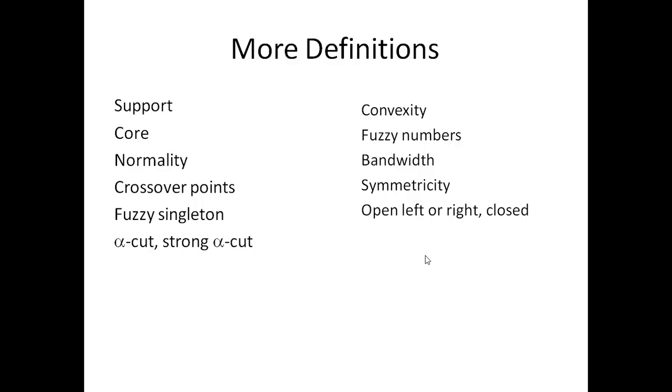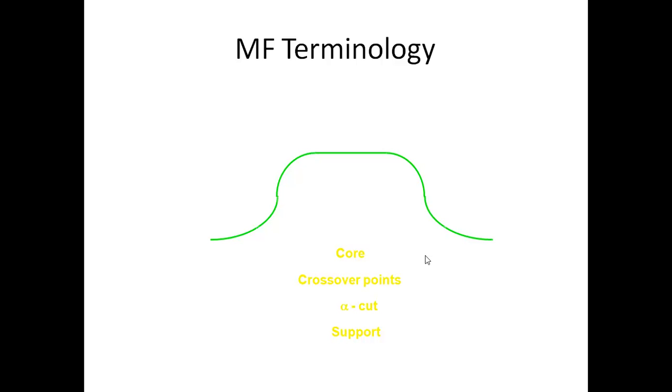So more definitions we study in fuzzy sets: support, core, normality, crossover points, fuzzy singleton, alpha cut, strong alpha cut, convexity, fuzzy numbers, bandwidth, symmetricity, open left or open right, closed. Now we'll find some terminologies in detail, which are known as membership function terminologies.